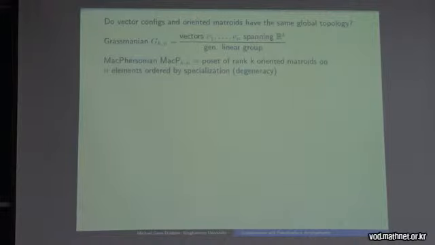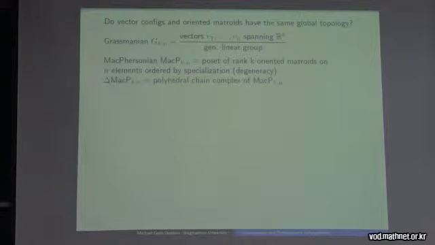So for this, I look at the Macphersonian, which is the set of rank k oriented matroids. I didn't go into what the rank of an oriented matroid is, but if you have a set of k vectors in R to the k, then it would give you something of rank k on n elements, ordered by specialization, which is also degeneracy. I'll go into some examples about what these mean, but essentially the point here is this is some poset on oriented matroids. But a poset is not a topological space.